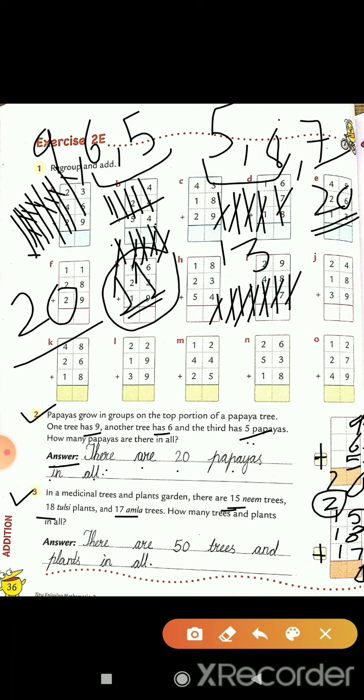Now we have to add the tens. So at the tens column, 2, 1, 1 and 1 are there. Count them together: 1, 2, 3, 4, 5. So the answer is here 5. So our answer is 50. And you have to write like this: there are 50 trees and plants in all. Got it, students?